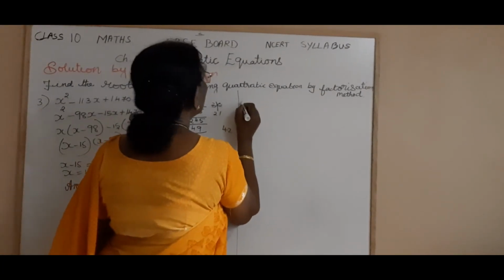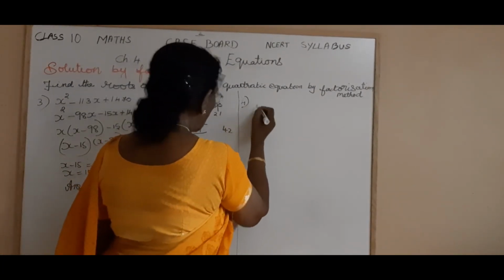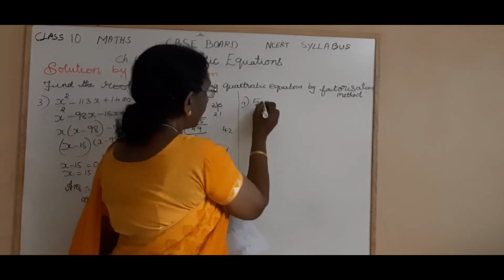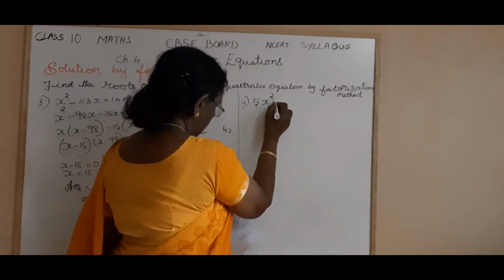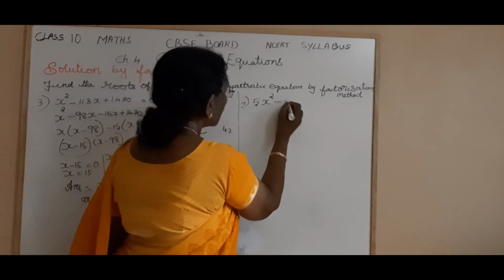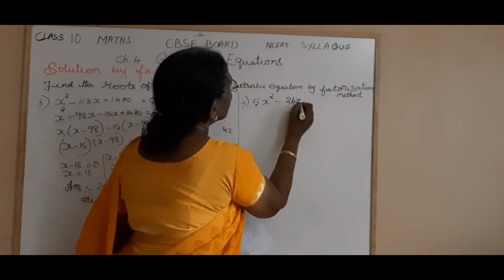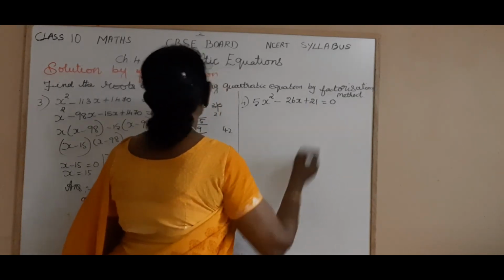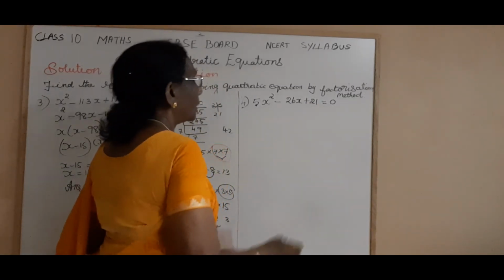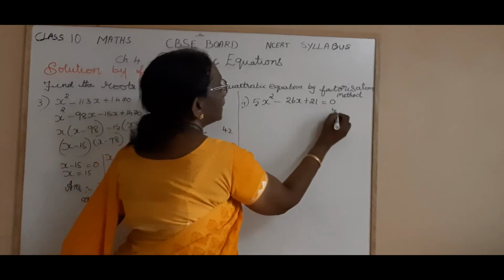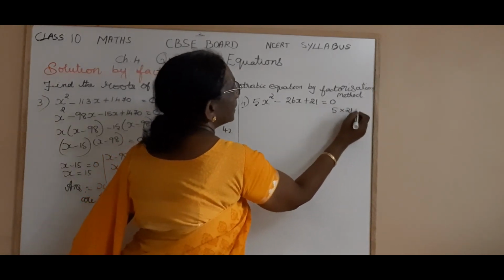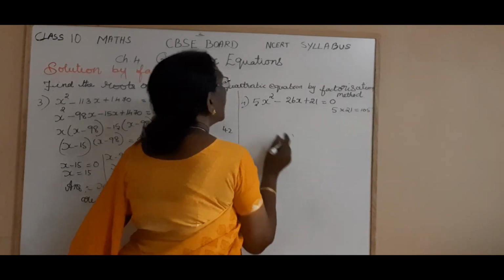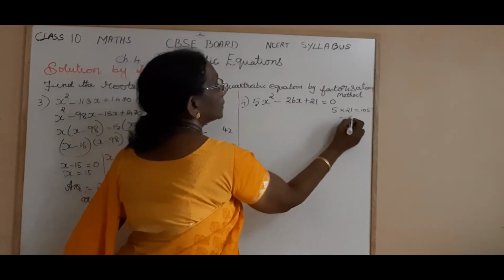Sum number 4. 5x square minus 26x plus 21 is equal to 0. Okay, so here the product is what? 5 into 21, 105. And the sum is what? Minus 26.